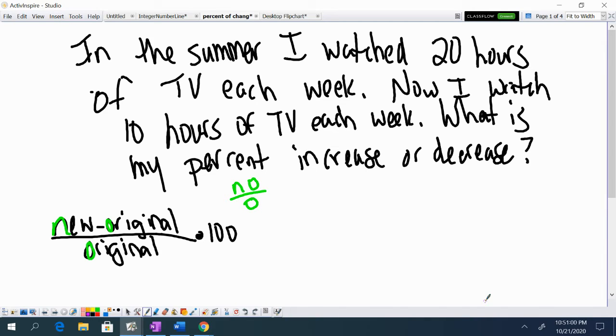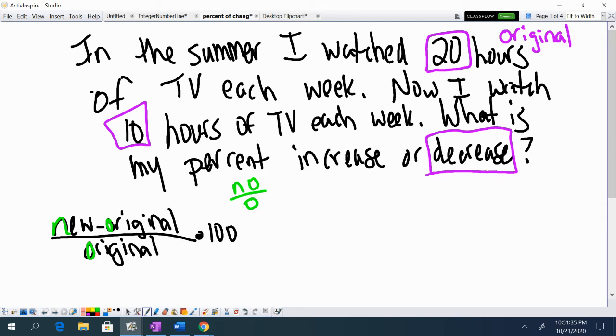So I'm going to give you this example. It says, in the summer, I watched 20 hours of TV each week, and now I watch 10 hours of TV each week. So, what is my percent increase or decrease? Well, the two numbers I'm going to work with are the 20 hours and the 10 hours. If I start at 20 and then I do 10, well, that's a decrease, right? We're also going to find it in our answer if we set it up correctly. So when I start with 20, that's my original. And then 10 hours would be the new amount of hours.